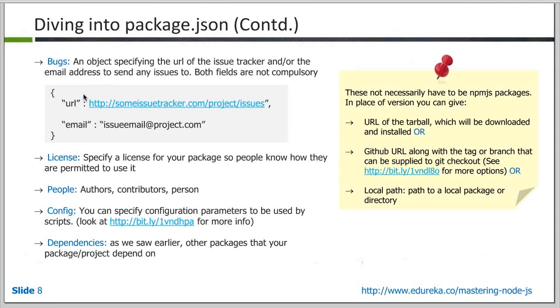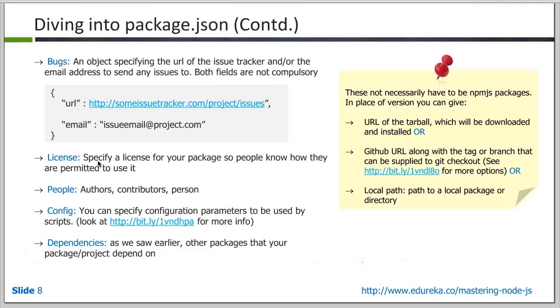So as you can see here, bugs. This is another section people add in your package.json. It says an object specifying the URL of the issue tracker and or the email address to send an issue to. Both fields are not compulsory. The entire bugs property in the package.json is not mandatory.